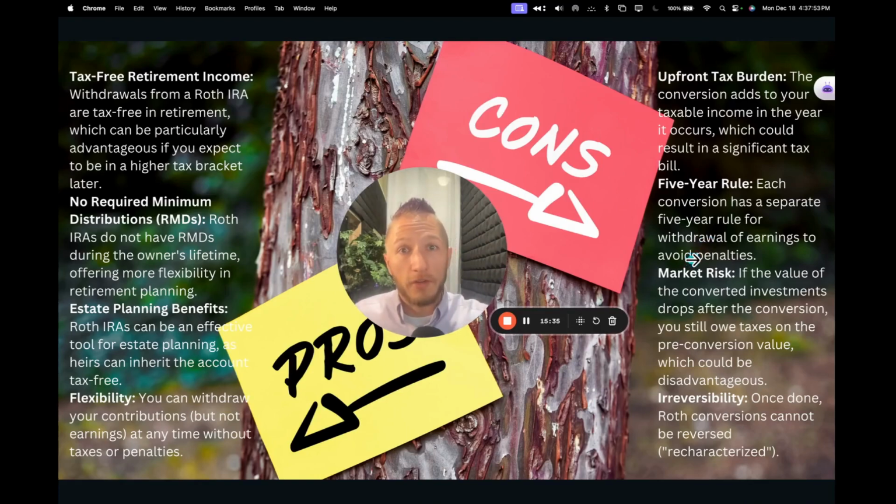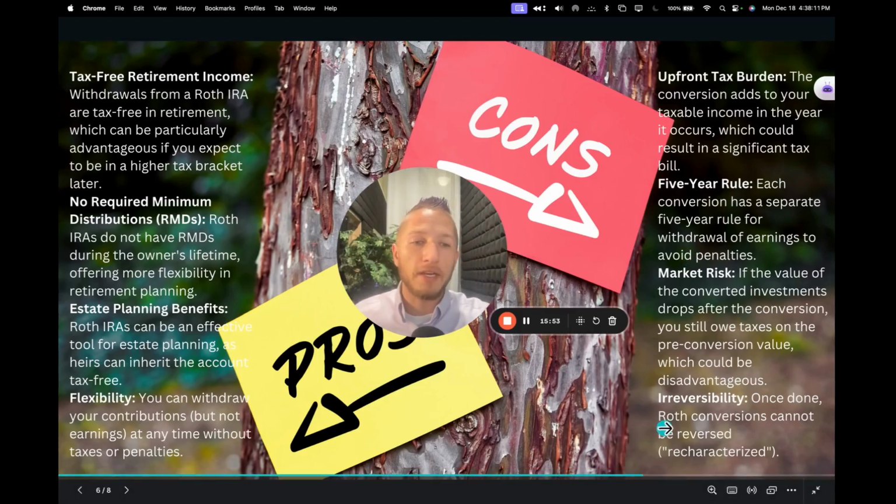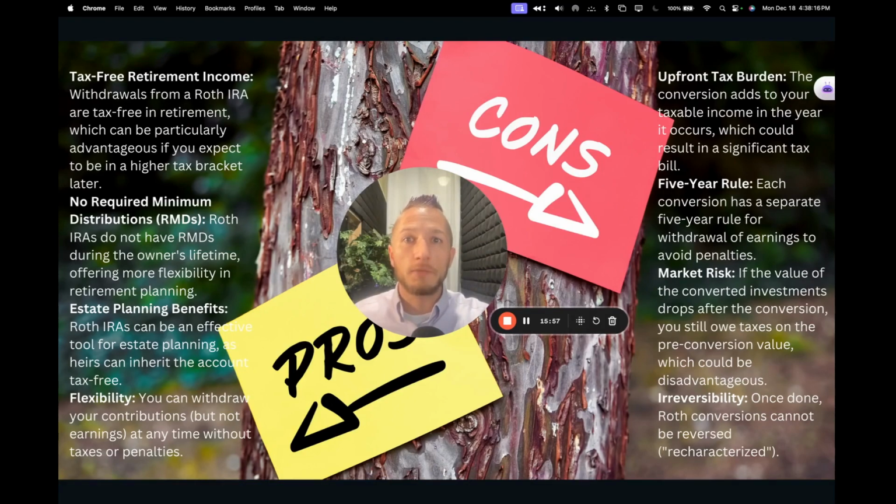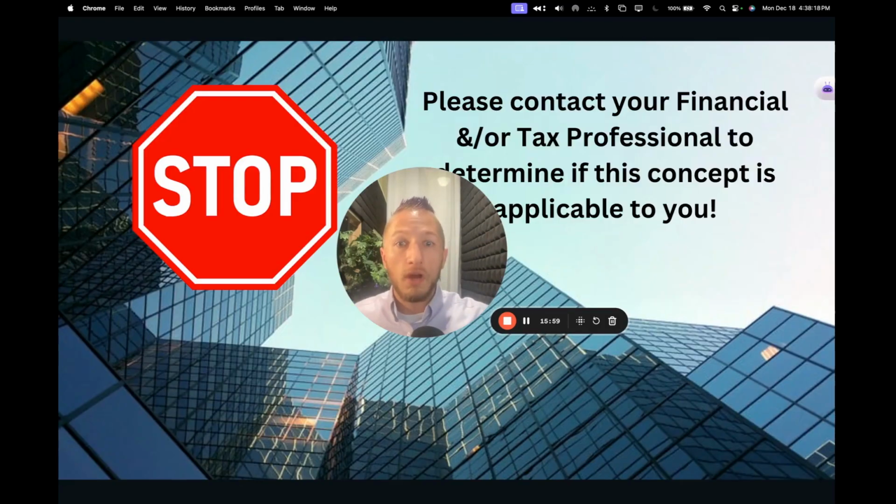Market risk is another risk or a con inside of considering a Roth conversion. If an account's worth $50,000 today and we convert it, and then tomorrow the stock market drops by 20%, you're still going to owe taxes on what you converted, not the initial account value by the end of the year. So that's one thing to consider. And irreversibility. You cannot take this back once you have done it. So make sure you've done your due diligence and spoken with your financial professional. I'll jump to the next page.